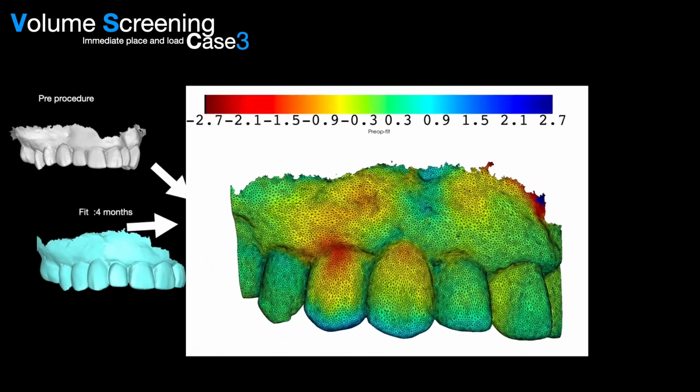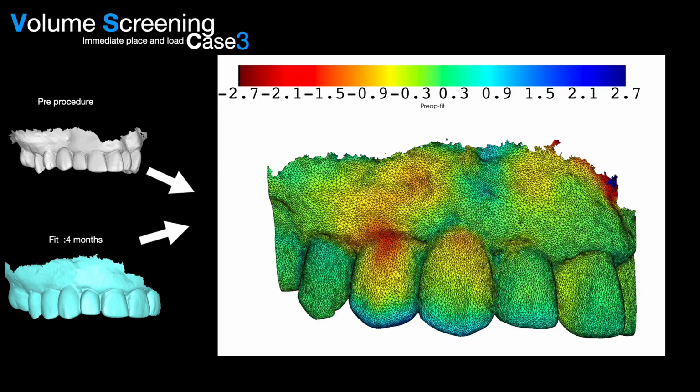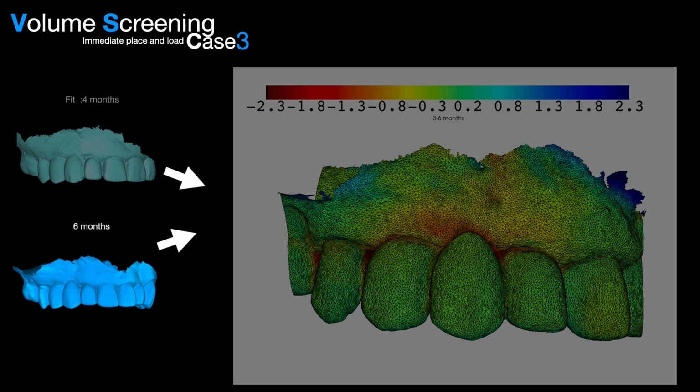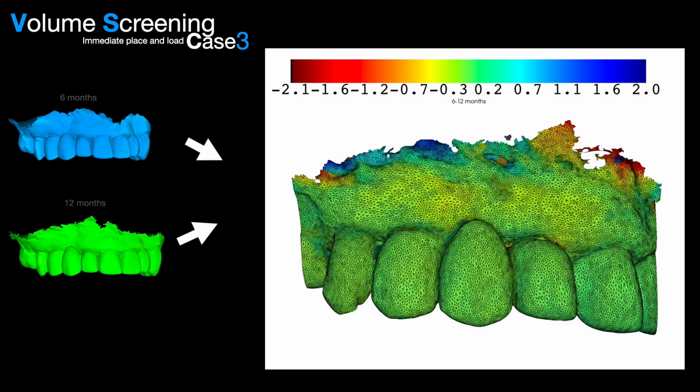Pre-procedure to 4 months, we got a little bit of resorption, but only where there was infection. Then it's followed by further later resorption around the tooth that wasn't replaced with an implant. So it was a long missing pontic, but mainly the tissue maintenance, very little loss. And then we have further stabilization from 6 months to 12 months.